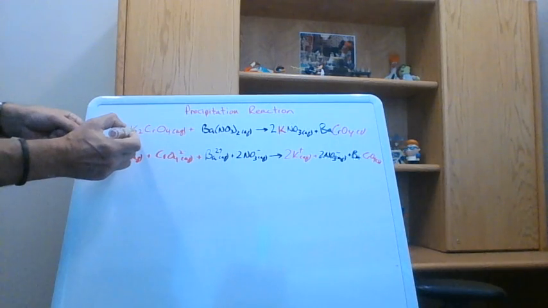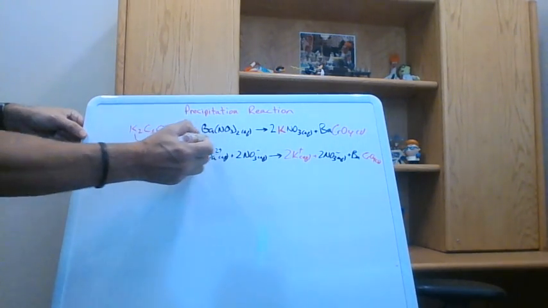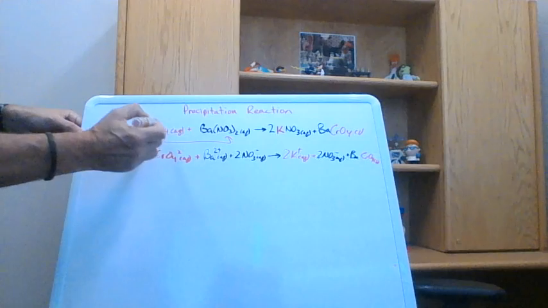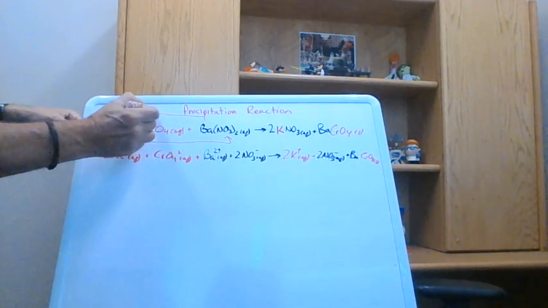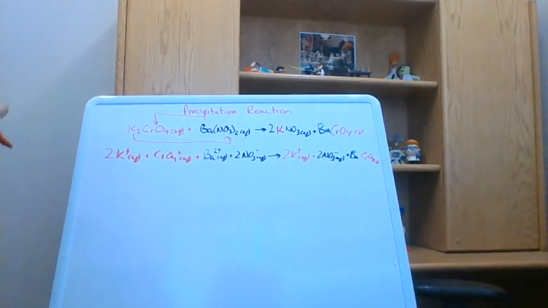So we've kind of taken this cation, and it's now with that anion, and this cation is now with this anion. So the two partners have switched and they've formed different things.